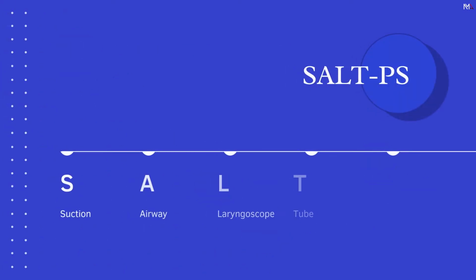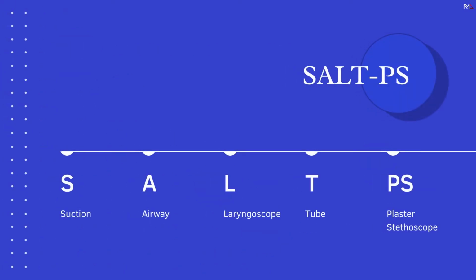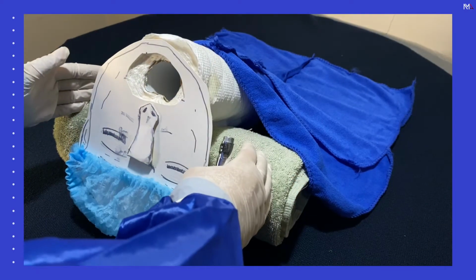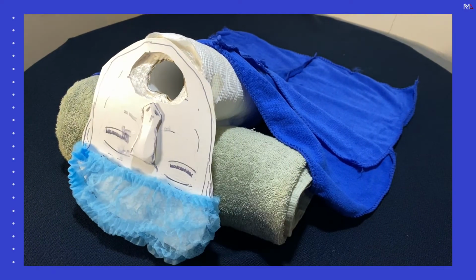For the equipment needed to be on the intubation tray, the mnemonic SALT PS is used. S for suction, A for airway, L for laryngoscope, T for tube or endotracheal tube, P for plaster, and S for stethoscope. Next is patient assessment, in which the mnemonic LEMON is used. Look externally for any signs of difficult intubation, such as short neck, small mouth opening, and jaw abnormalities.